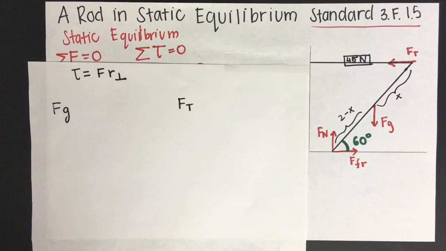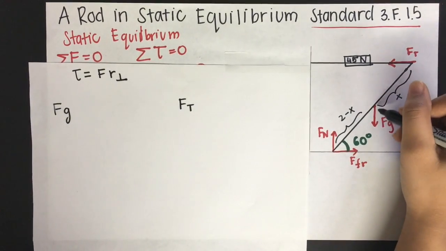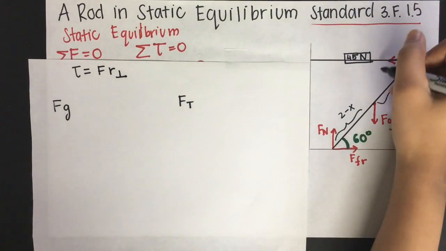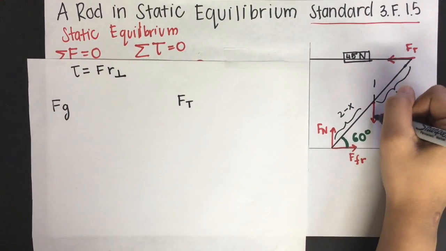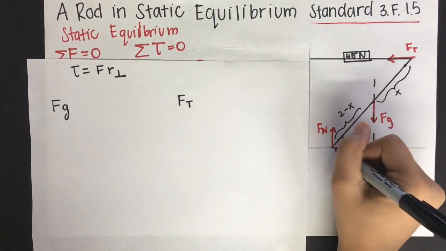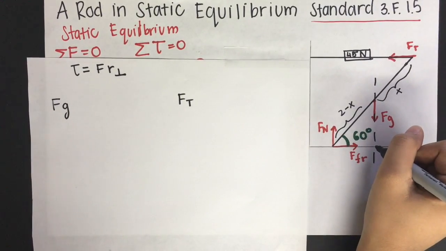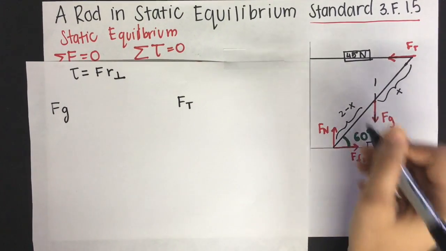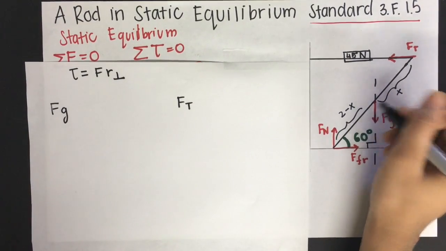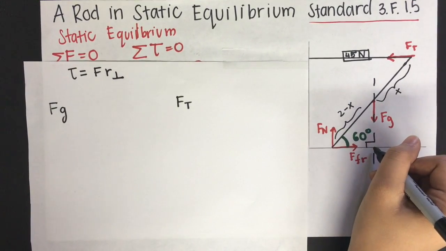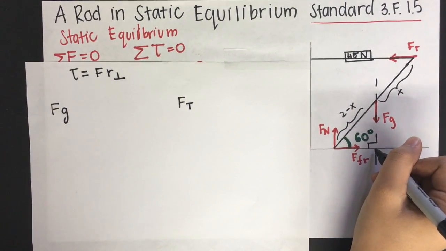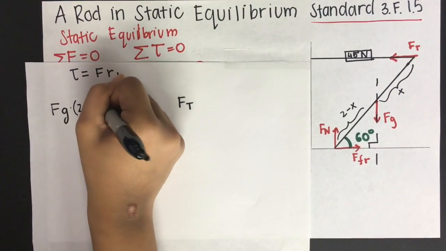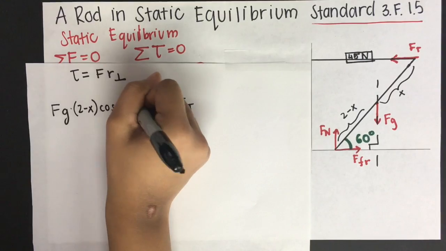So let's look at the perpendicular distance for the force of gravity. If we extend the pivot point line and if we extend the force of gravity, we see that this is the perpendicular distance of the line of force of gravity from the pivot point. We know that this is 2 minus x, so that means that this will be 2 minus x times cosine of 60 degrees. So Fg times (2 minus x) cos of 60 degrees.